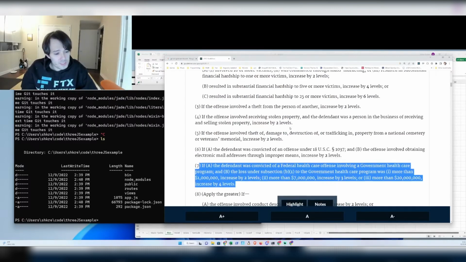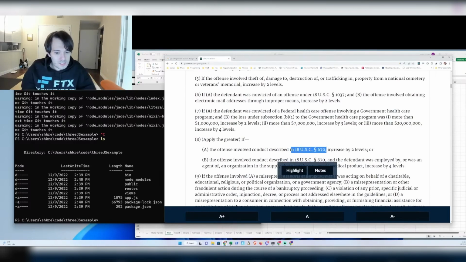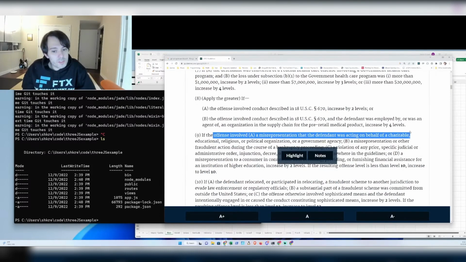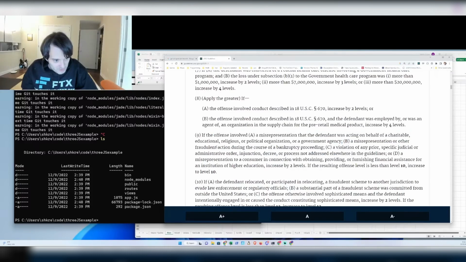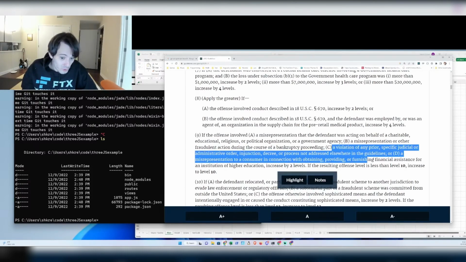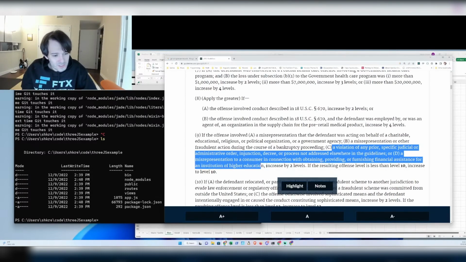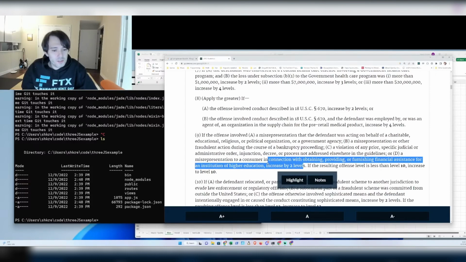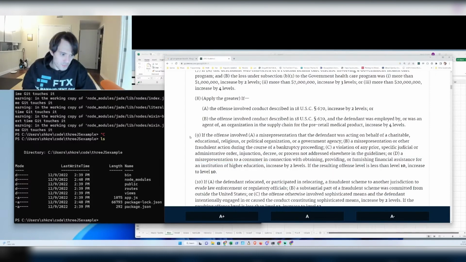All right, a federal healthcare offense. That's 7. All right, conduct in 670. I think 670 is some weird thing, medical products, so that doesn't count. Number 9, misrepresentation on behalf of a charitable organization. Misrepresentation during the course of a bankruptcy proceeding. They probably nail them on that. Violation of any prior specific order. Misrepresentation to a consumer for furnishing financial assistance in connection with institution of higher education. I don't think we'll be adding these two. So we're still at 43, I think.